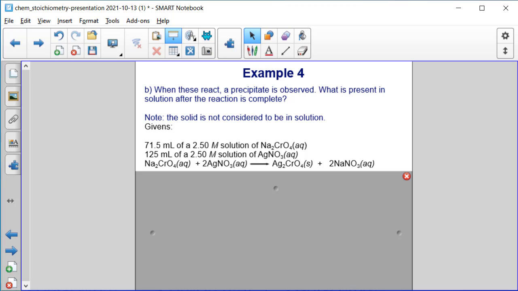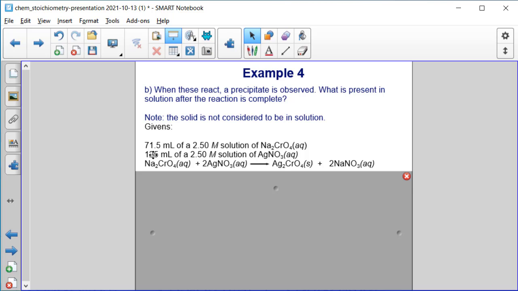Okay, in part B, we are asked when these two solutions react, the sodium chromate and the silver nitrate, what is present in the solution after the reaction is complete? The solid precipitate is not considered to be in the solution. So we're asking essentially what doesn't precipitate? What are we left with in the solution after the reaction goes to its completion?